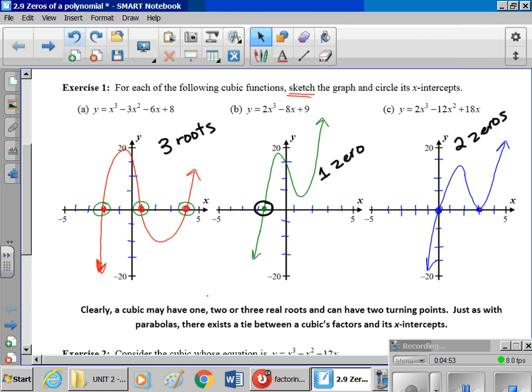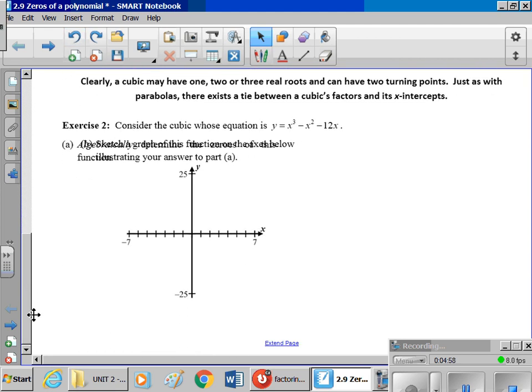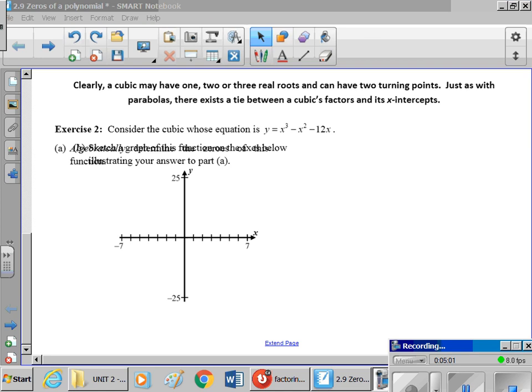So now let's take a look at exercise 2. I'm sorry, we have a little bit of a problem here on this page. On your page, you can see pretty easily, it says consider the cubic whose equation is, and then A says algebraically determine the zeros of the function, and B says sketch a graph of the function on the axis illustrating your answer to part A. And for some reason, these two merged. Now this says to do it algebraically, so you could throw it into your calculator, but if it says to do it algebraically, we really should.